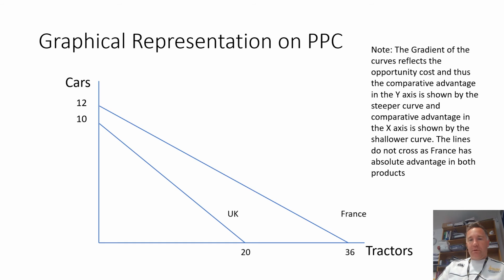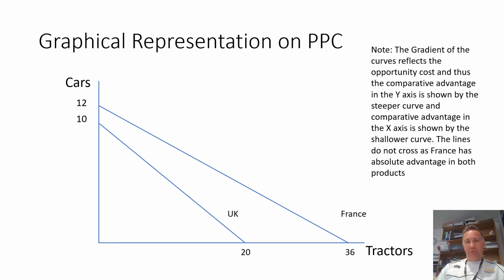You can show comparative advantage and absolute advantage using graphs and using PPCs. So in this example, I've put cars on the y-axis and tractors on the x-axis. You can see that France could make 12 cars and 36 tractors, and then you draw a straight line between the two. And for the UK, we know it was 10 and 20, and again, a straight line between the two.